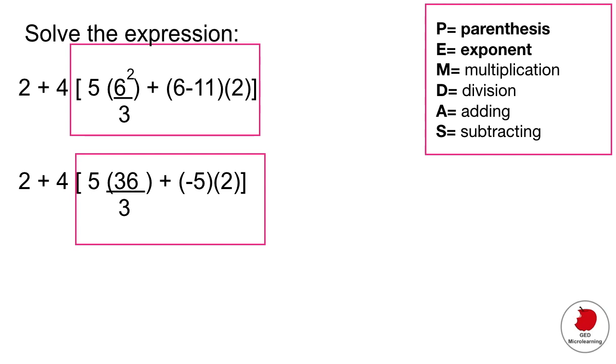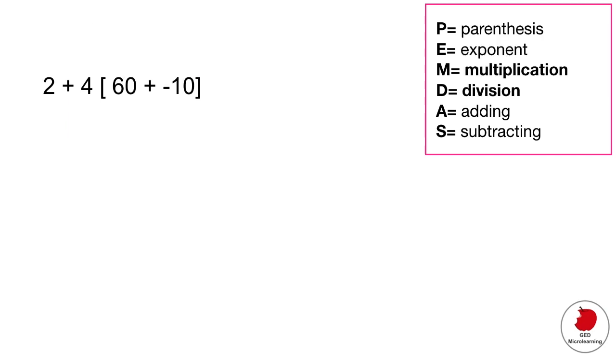Now the next thing that we're going to do is, as we said, solve what's inside those brackets. On the right side, at the top, we had 6 minus 11, that's minus 5, multiplied by 2. That would give us minus 10. And then on the left side, if we divide 36 by 3, that's 12, and 12 times 5 would give you 60. Now you've solved the parentheses, and you've also solved the exponent. This is where we're at.